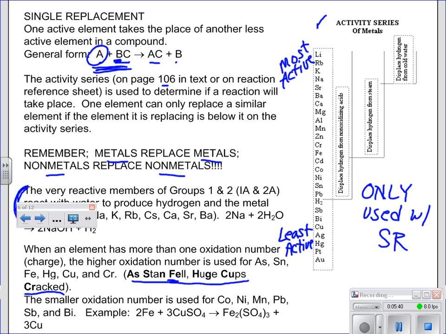So going back to this phrase, you might have to think about the charges of transition metals on either synthesis or single replacements. It won't ever come up that you'll have to worry about it in any other reaction type. And then again, if it's not part of that, it's going to be the lower oxidation number. Okay, so that is our single replacement. I really want to focus on examples, so I'm going through these kind of quickly.